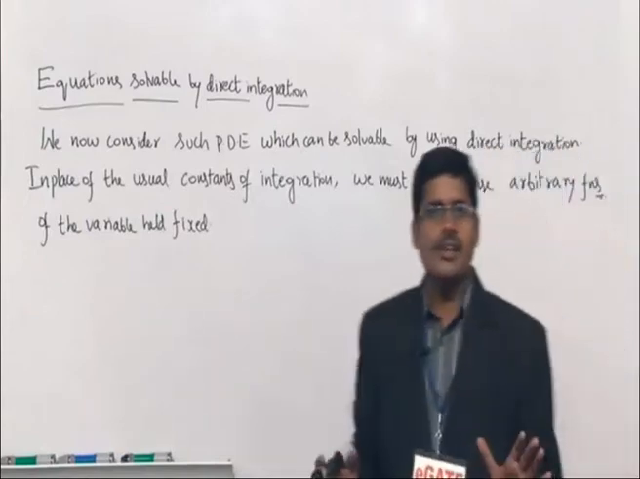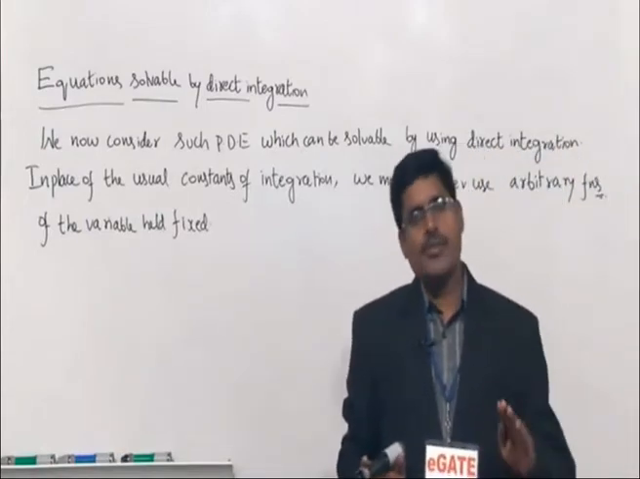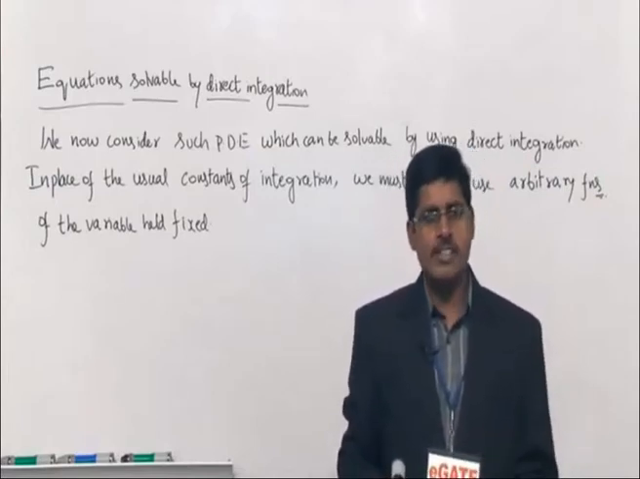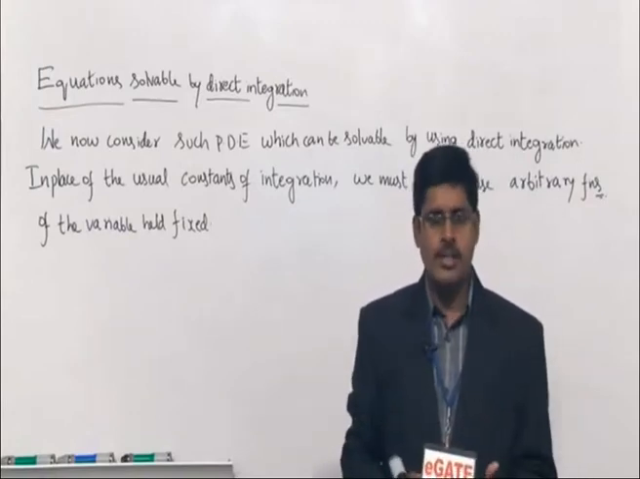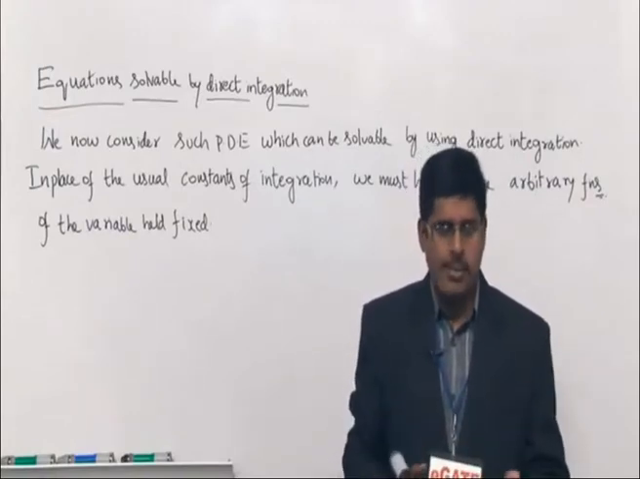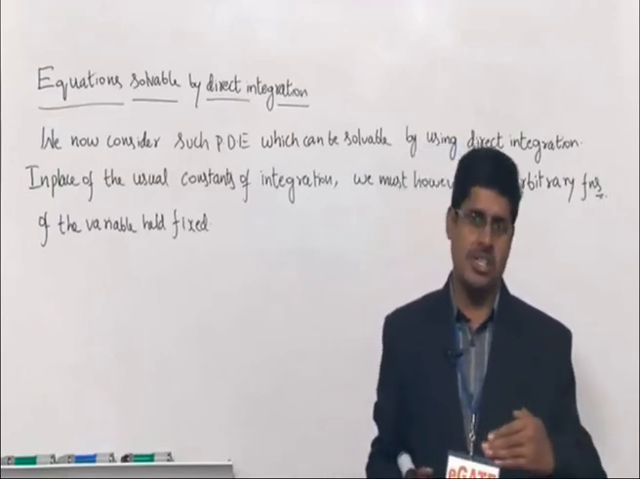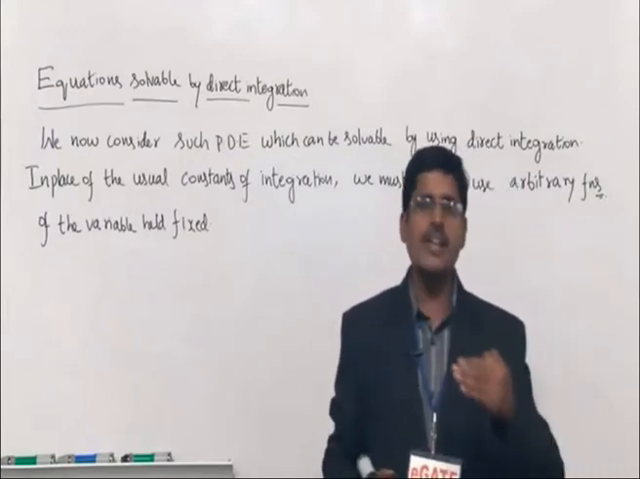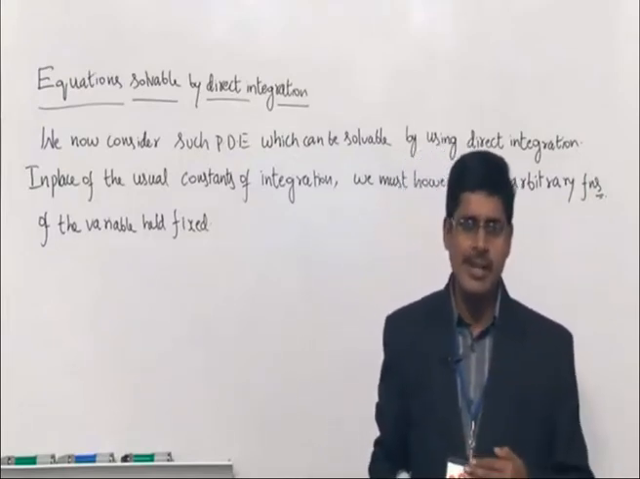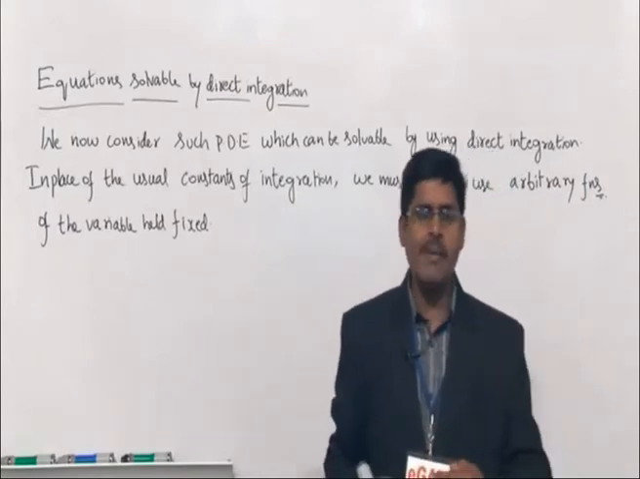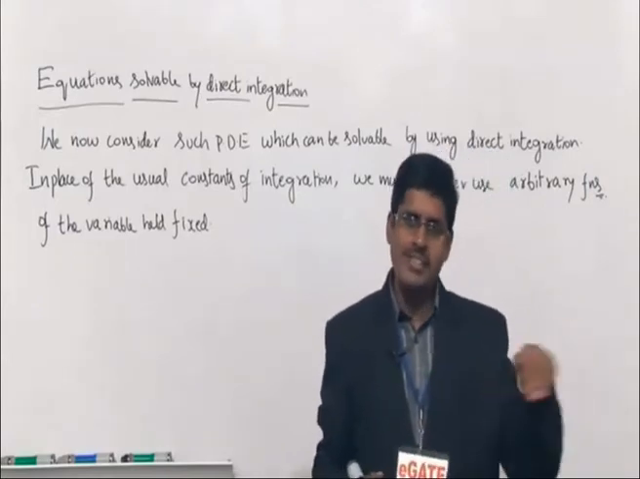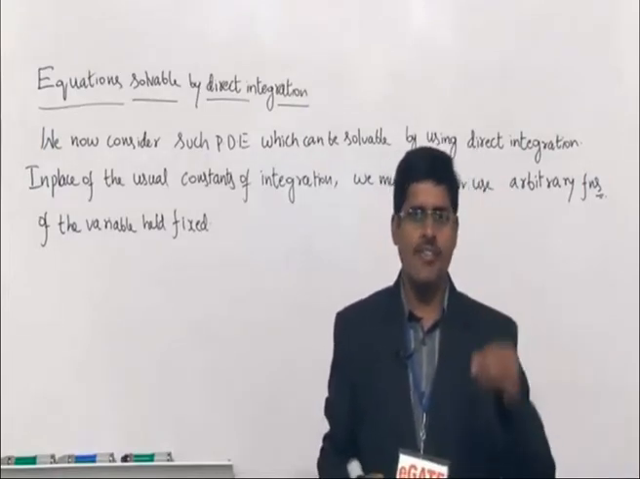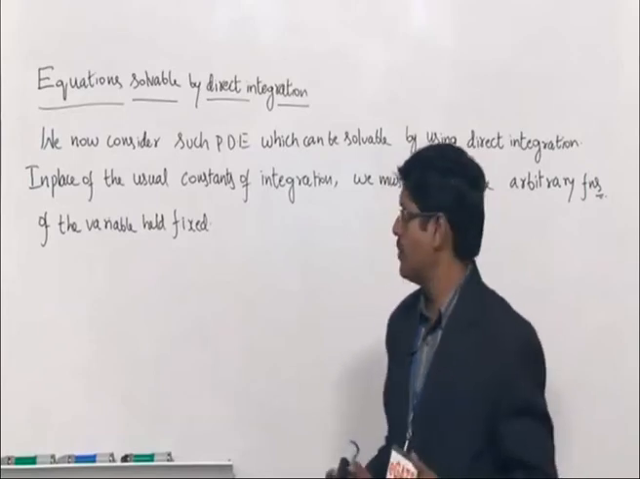See, generally after integrating we add constants, but here we have partial derivatives. If you are integrating with respect to x, instead of adding a normal constant, you add an arbitrary function of y, because integrating with respect to x means we are keeping y constant. Suppose we are integrating partially with respect to y, instead of adding c you add f1 of x or g of x, because x is kept constant.